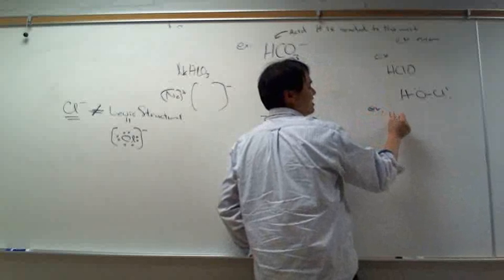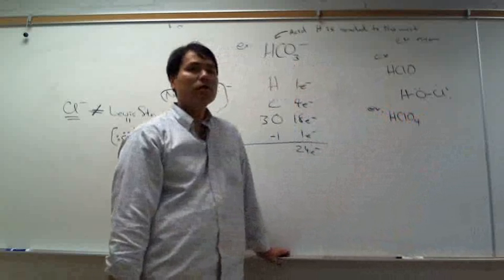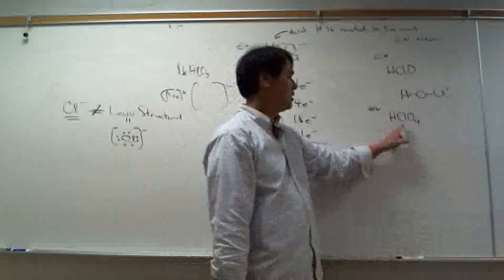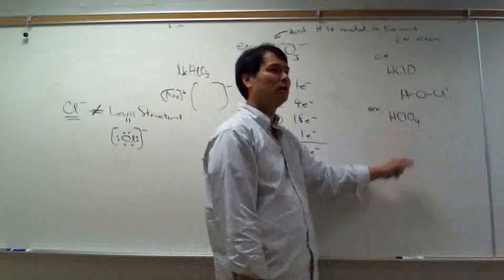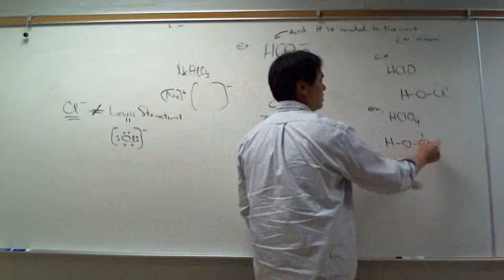What's the name of this acid? HClO4. Perchloric acid. Is the H bonded to Cl or is the H bonded to oxygen? Oxygen. The H is bonded to oxygen. It looks like this.